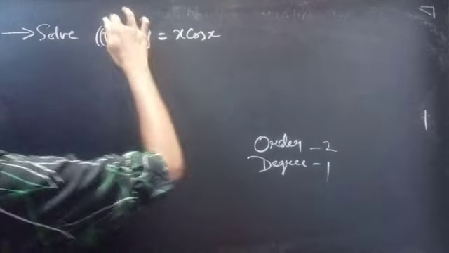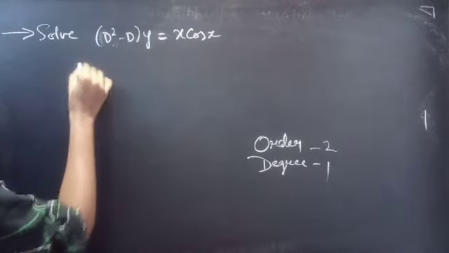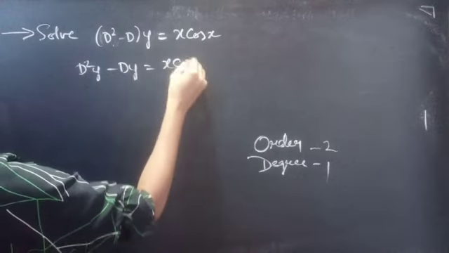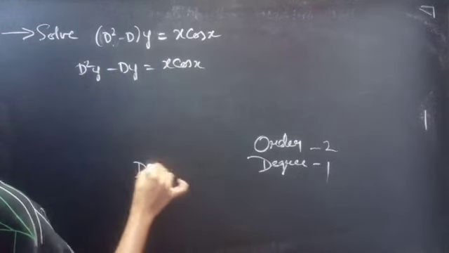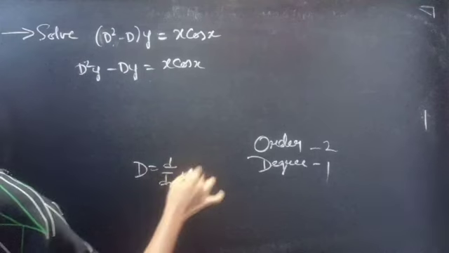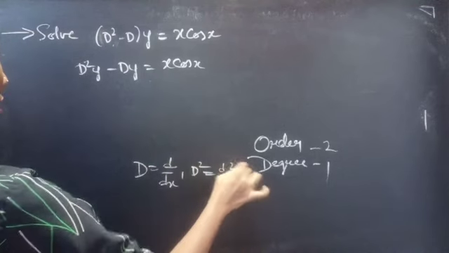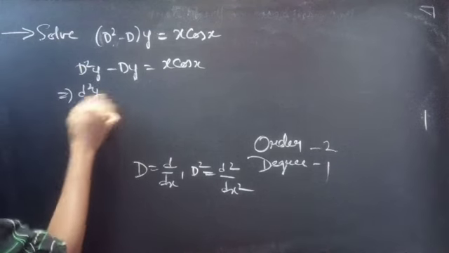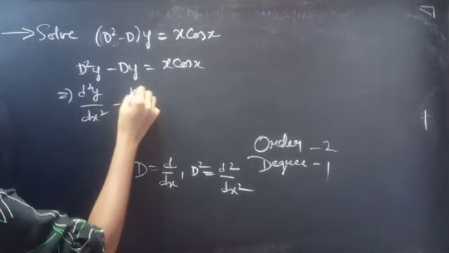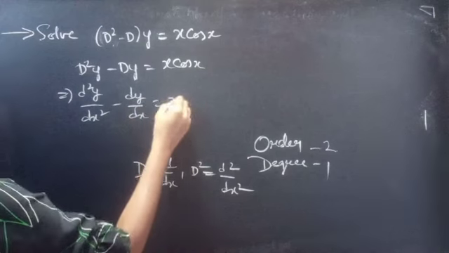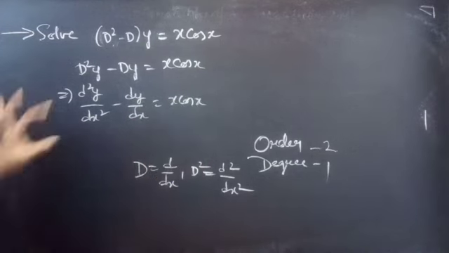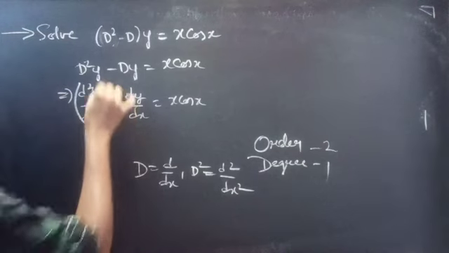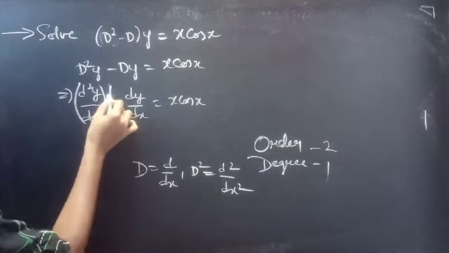Or we can write the given differential equation as D²y − Dy = x cos x. We know that D is a differential operator, then D² will be d²/dx². We can write this equation as d²y/dx² − dy/dx = x cos x. Here d²y/dx² is the highest derivative, so order will be 2, and the highest power of the highest derivative is the degree, which is 1.